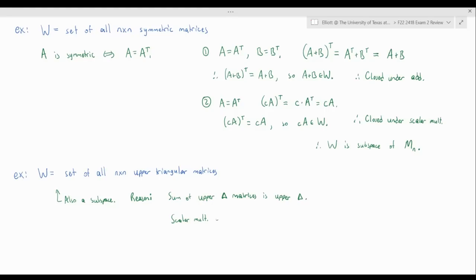Yeah, so a scalar multiple of an upper triangular matrix is still upper triangular. So that proves that it's closed under scalar multiplication, okay?